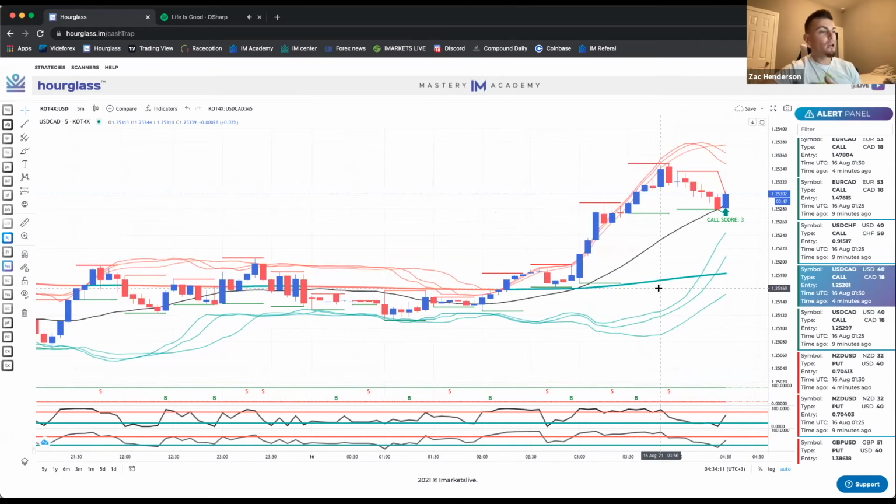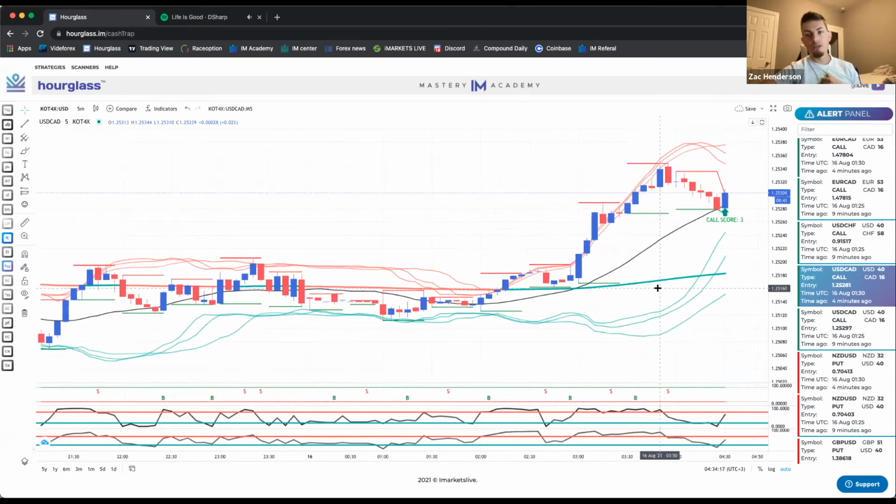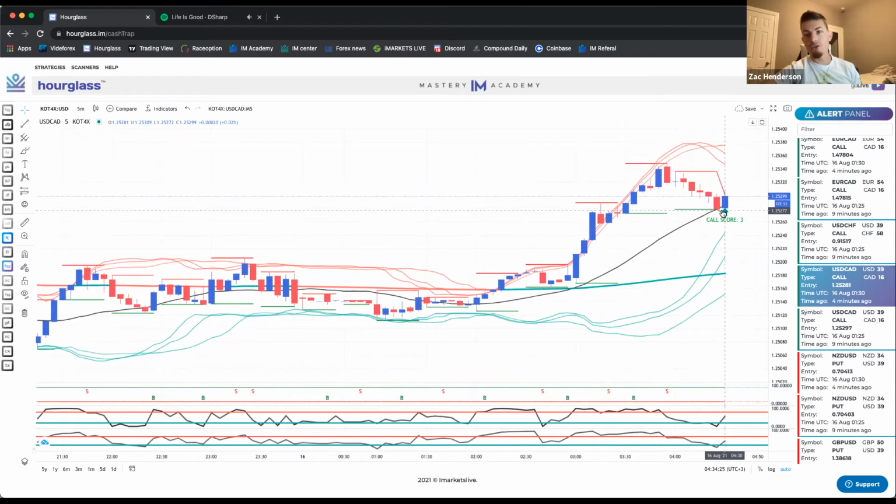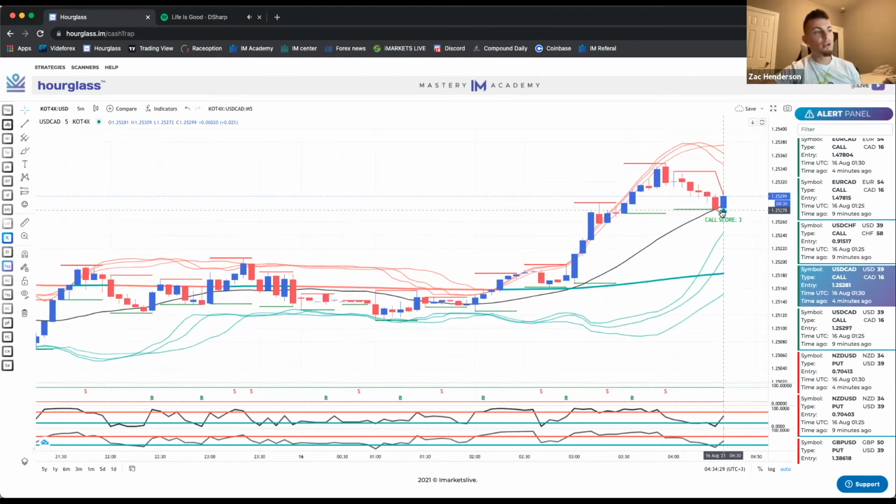If I can be totally honest with you guys, the hardest part about trading is the discipline. The easiest part about trading is looking at a chart, seeing you have a call score of 3, knowing why you've got these three points, and taking a trade. That's the easy part. I promise you that's the easy part. The hard part is knowing how to manage your risk and be disciplined.